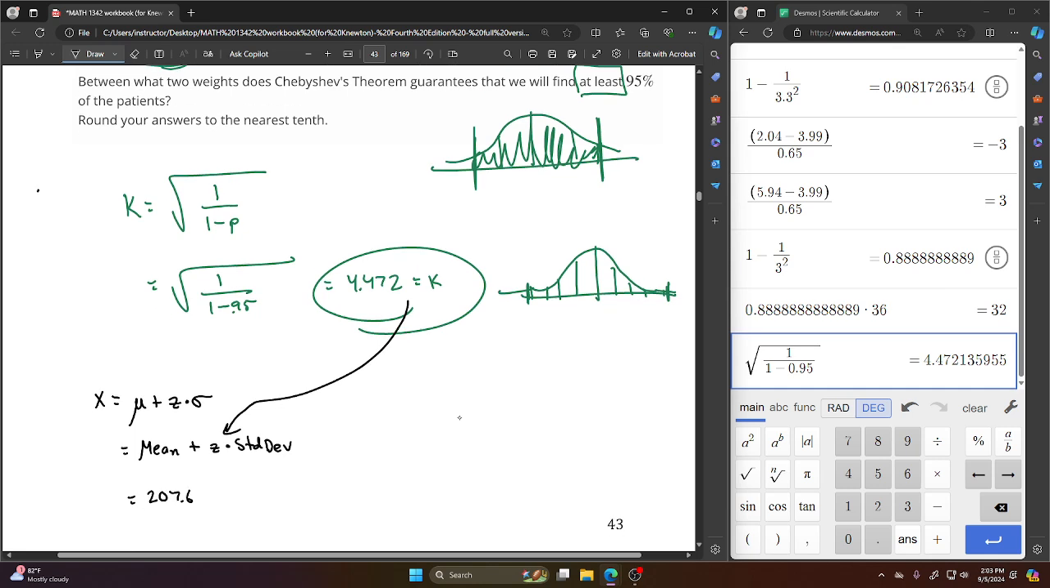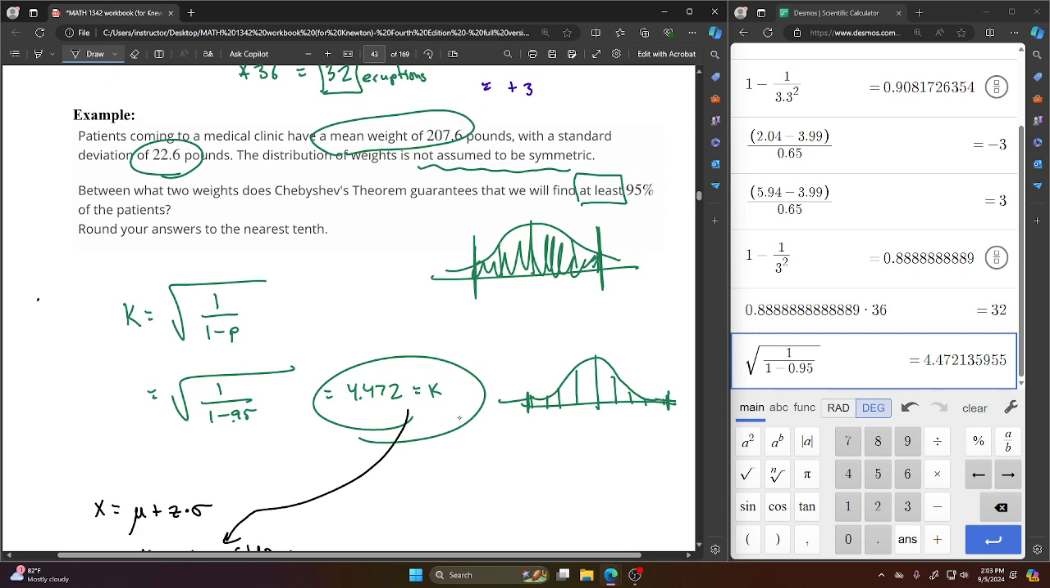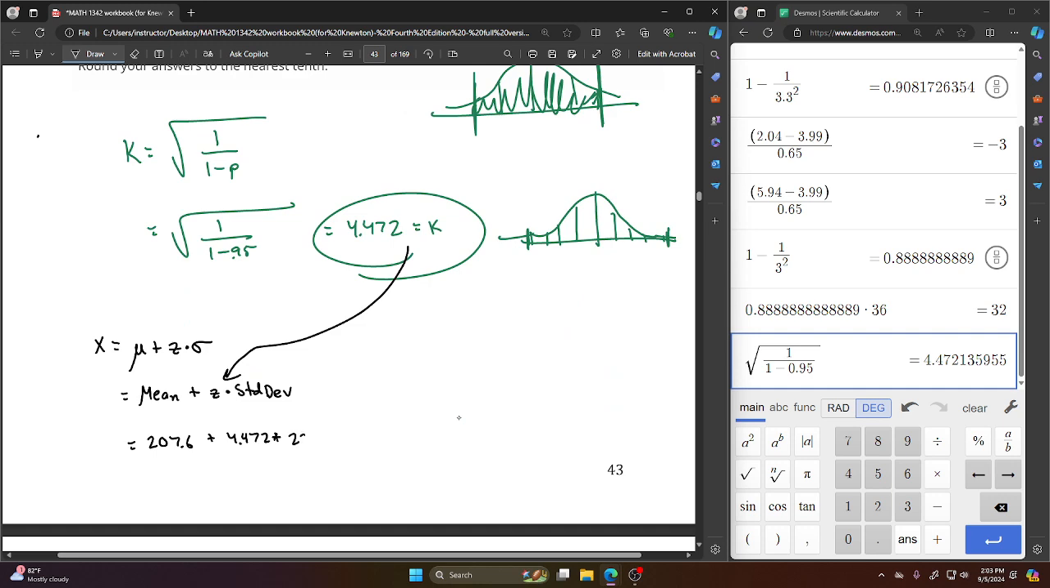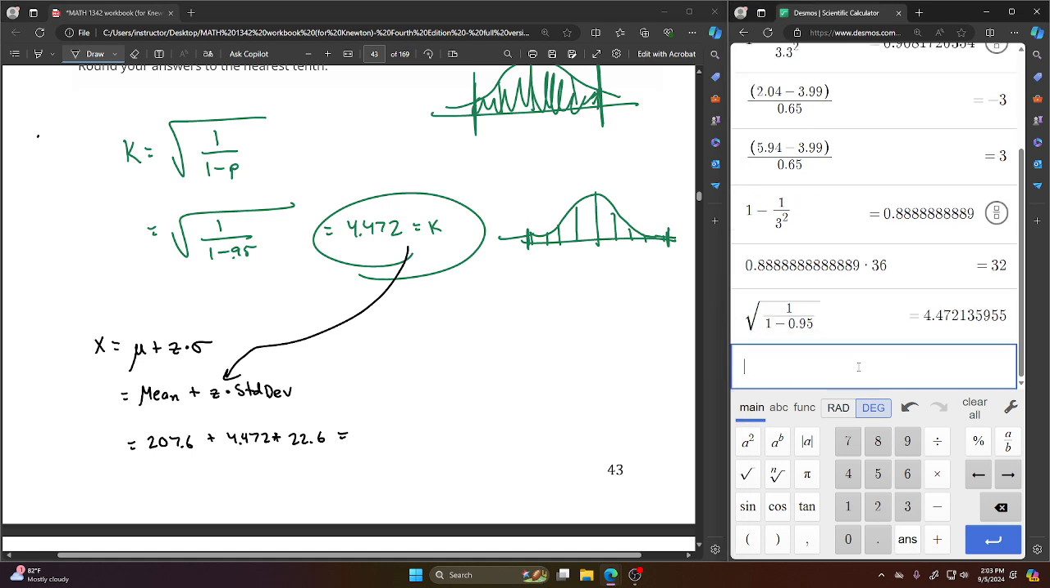207.6. Nice. My k, z, k, whatever you want to call it in this particular case, times the standard deviation of 22.6. Thank you. Calculator. So I had to give you that formula. I'm sad that it's not in the formula book. I thought it would be, honestly, but I guess not. So I got 308.6672. Cool.